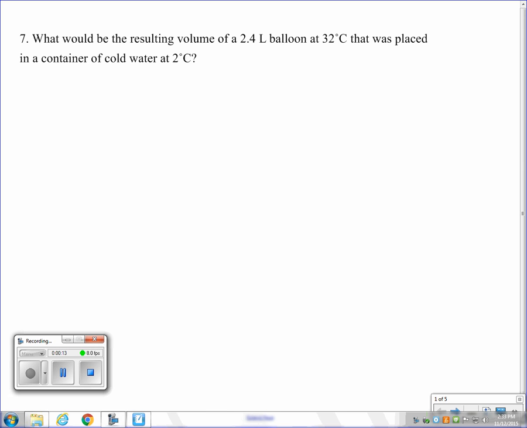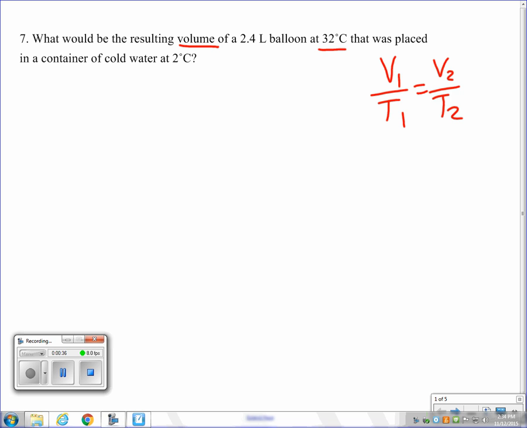Okay, so to do this problem, a lot of you asked me, what's the first thing you need to do to figure out what your formula is? So you look at what you're given. You're given a volume and you're given a temperature. So that's volume and temperature, that's Charles. Charles is very tall. So V1 over T1 equals V2 over T2.